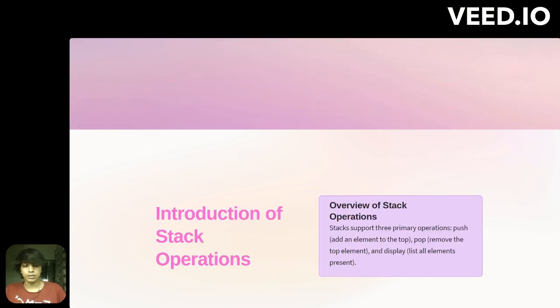Overview of stack operations. A stack supports three primary operations, that is push, add an element to the top; pop, the removal of an element from the top; and display, list all the elements present.